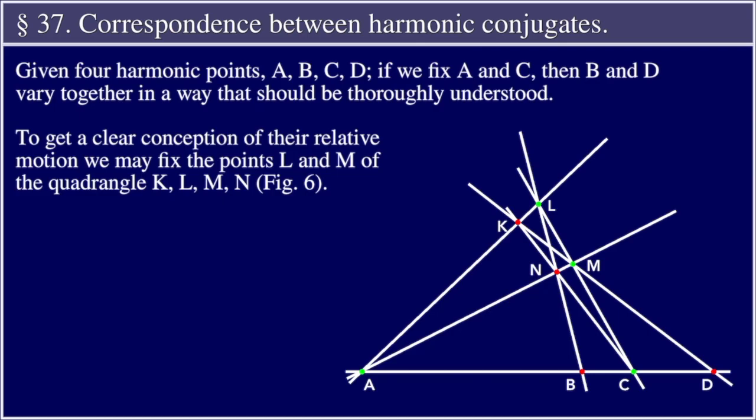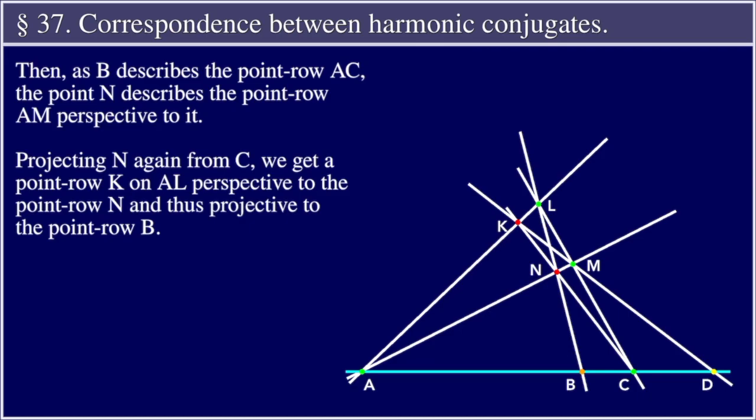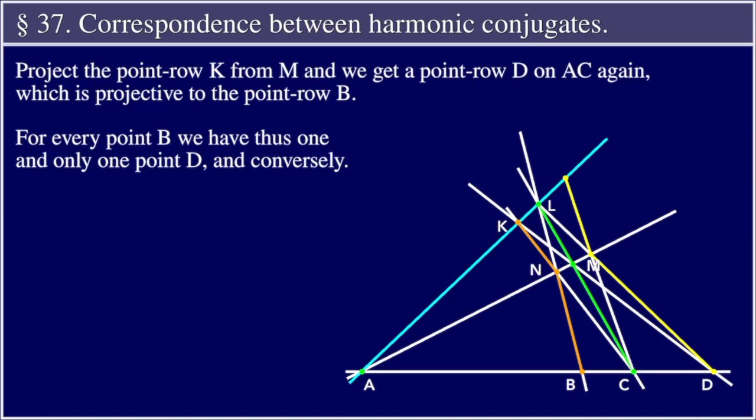Then, as B describes the point row AC and the point N describes the point row AM perspective to it, projecting N again from C, we get a point row K on AL perspective to the point row N, and thus projective to the point row B. Project the point row K from M, and we get a point row D on AC again, which is projective to the point row B. For every point B, we have thus one and only one point D, and conversely.